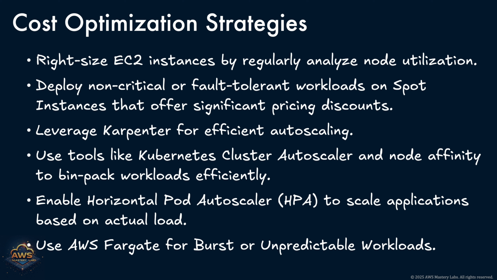For unpredictable or bursty workloads, consider AWS Fargate. It's serverless, and you only pay for the exact CPU and memory consumed per pod, making it ideal for spiky usage patterns. Lastly, always use cost allocation tags.